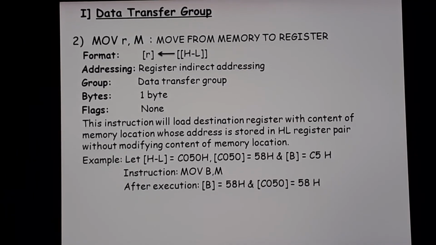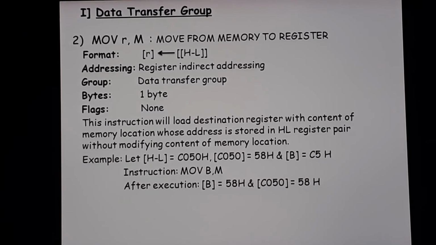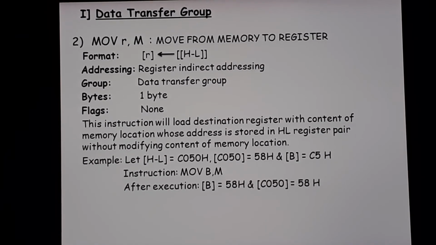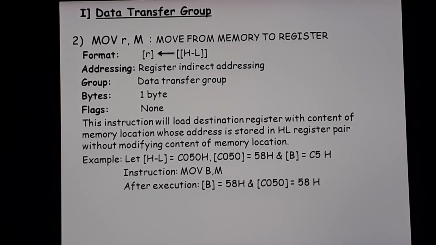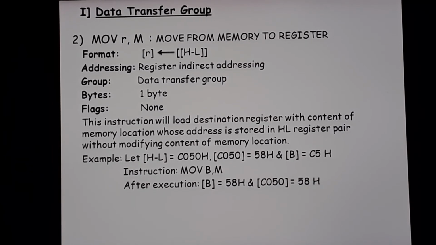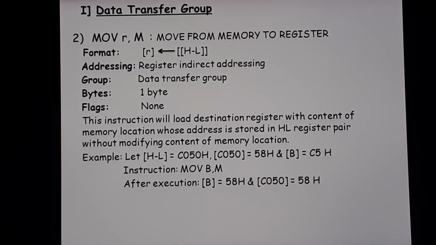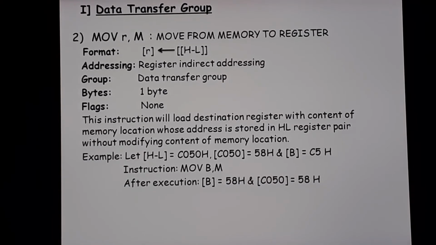Then the format you need to mention again, R, then arrow towards R. HL, I have written HL. Why? Because M is nothing but the HL register pair. In the previous video I have already told you all, M is nothing but the memory and it is nothing but an HL register pair compulsory. Okay, so hence I have written HL pair content will be transferred to R, but while saying we'll say memory.